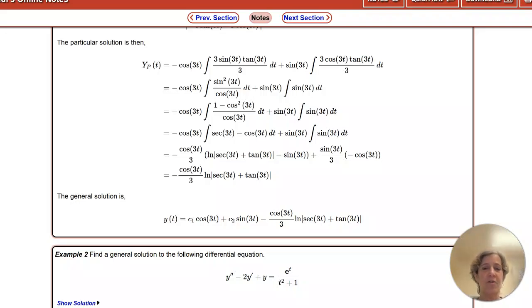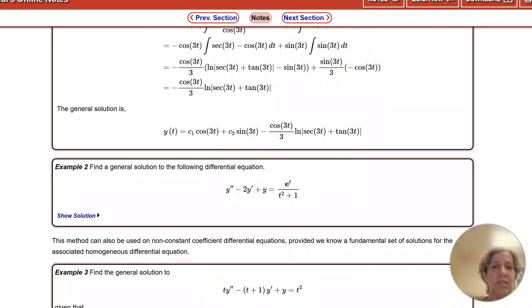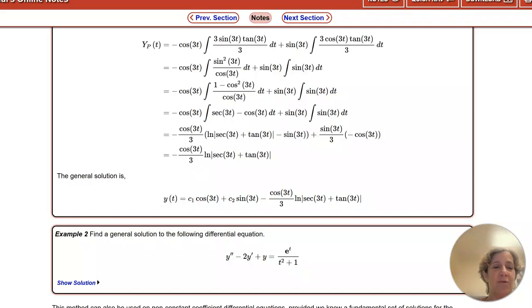So putting it all together, our general solution is the complementary solution, which we found to be C1 cosine of 3t plus C2 sine of 3t, and then plus our particular solution, which using our new formula we found to be negative cosine of 3t over 3 times the ln of secant of 3t plus tangent of 3t. And again, the integration and the computation get different, but it's all the same strategy.